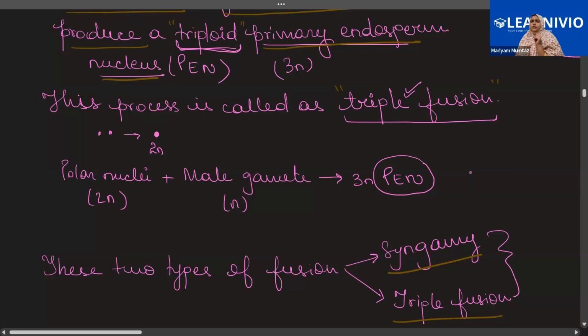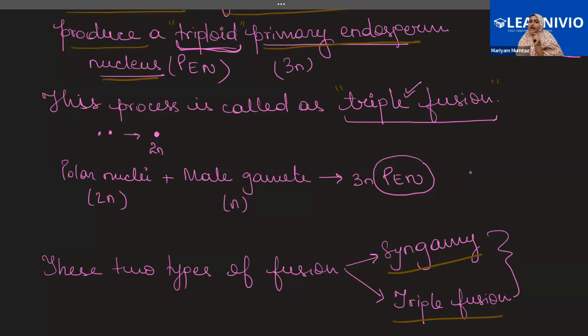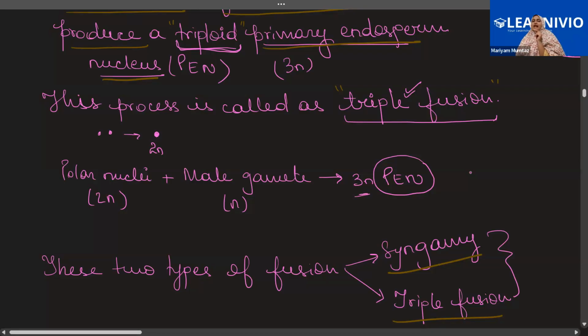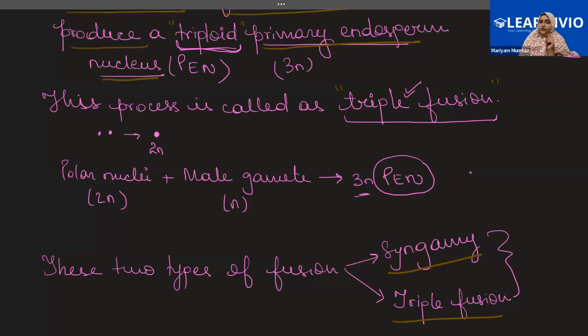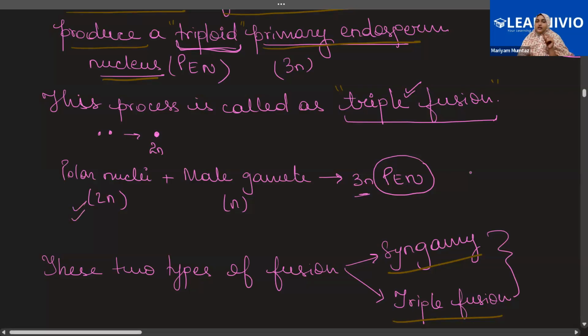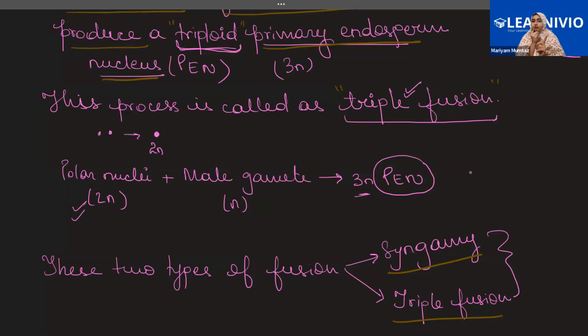And normally the male gamete is n. So n plus 2n gives us 3n, or you can say n plus n plus n is also 3n. But more like you would say this one, because the two polar nuclei that were originally there will fuse and form one nucleus that is diploid. And then it will fuse with the male gamete and form the triploid primary endosperm nucleus.